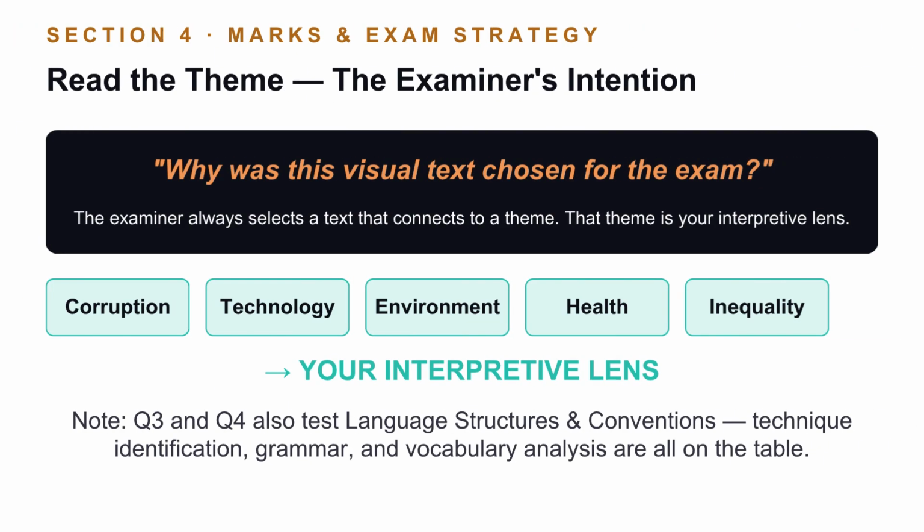Here's the question most learners never think to ask. Why was this particular cartoon or advertisement chosen for the exam? The answer is always a theme. The examiner selects visual text that connects to a broader topic. That could be corruption, the environment, technology, health, or inequality. That theme is the lens through which every element should be interpreted.